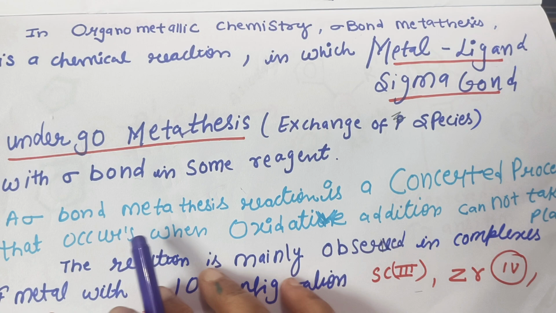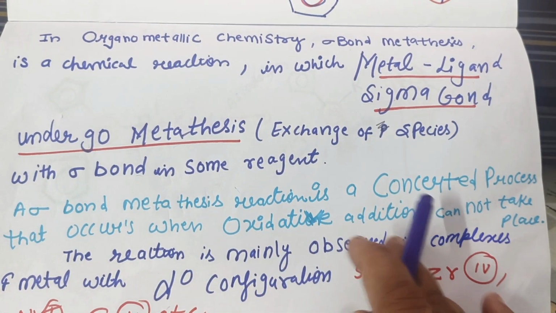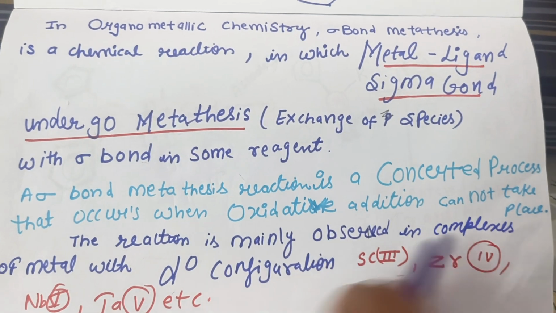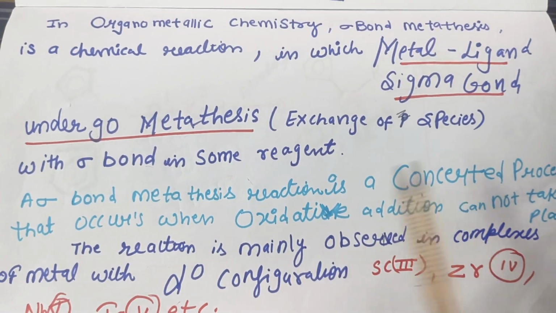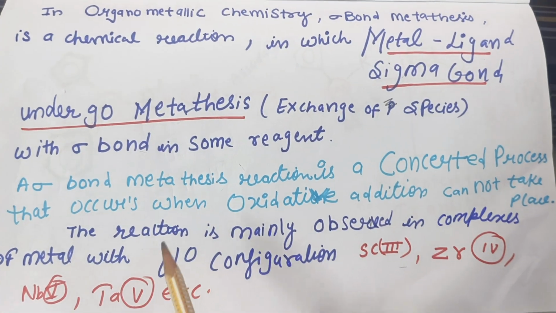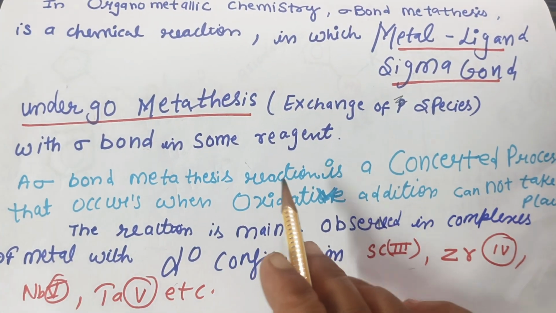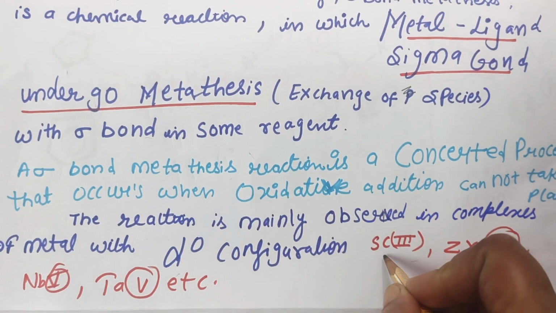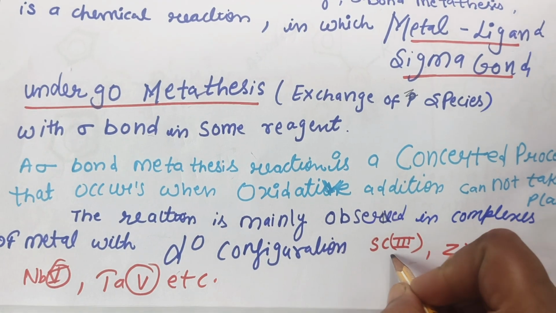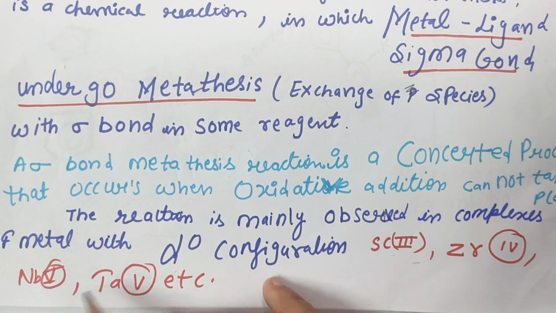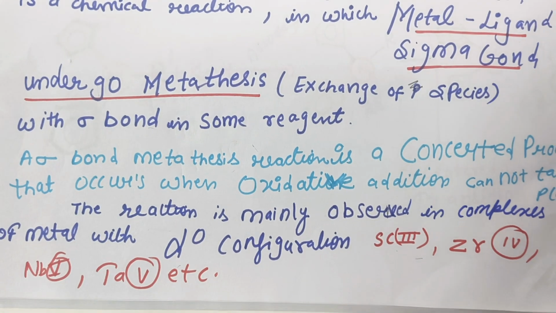So a sigma bond metathesis reaction is a concerted process that occurs when the oxidative addition cannot take place. So what is the condition for the sigma bond metathesis? It will take place when our oxidative addition is not possible, and mostly this sigma bond metathesis occurs in the transition metal complexes which have the d0 configuration, like scandium in the 3 plus oxidation state, zirconium in the plus 4 oxidation state, niobium and tantalum also in plus 4 oxidation state.